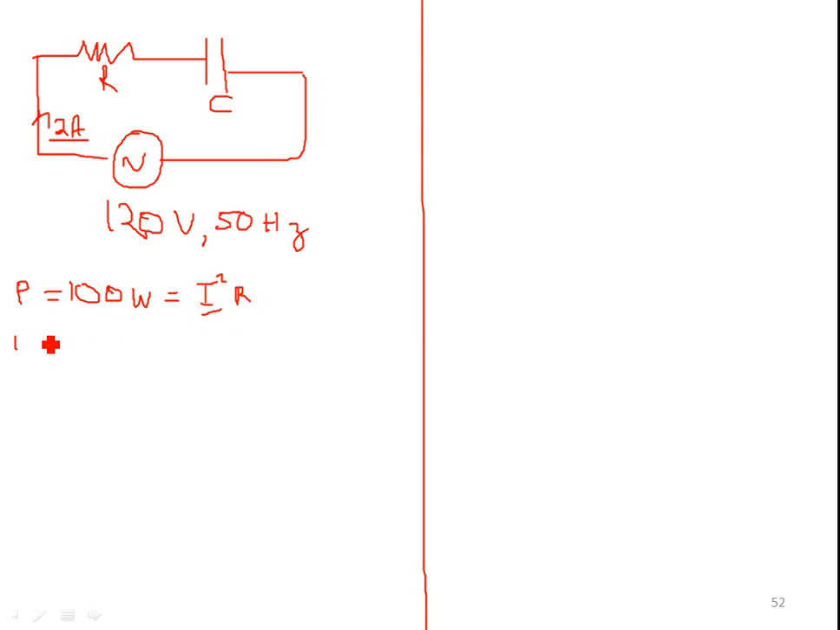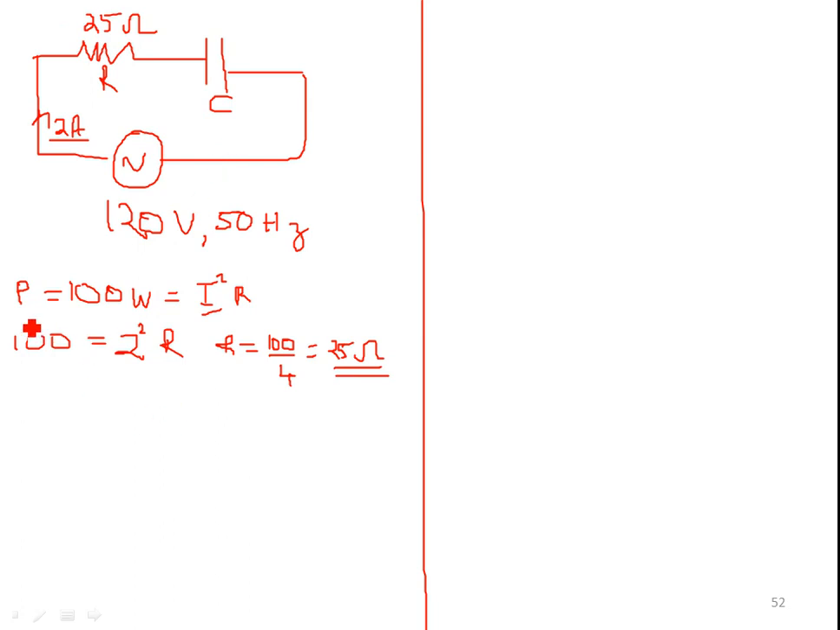Therefore, 100 is equal to 2 square into R. Therefore, R is equal to 100 by 4, that comes to 25 ohm. So, the value of resistance is 25 ohm. Now, we need to find the value of capacitance C.